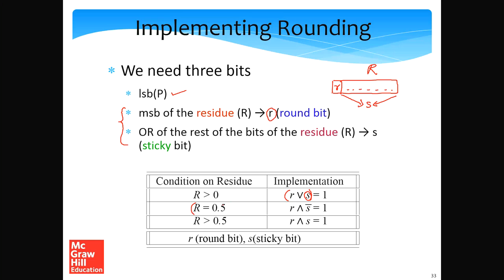Now let's consider one more case, where the residue is equal to 0.5. If the residue is equal to 0.5, it means that the round bit is 1, because it's less than 1, so we have a 0 point before it, which is implicit. What is the representation of 0.5 in binary? It is 0.10000. So the R bit will be equal to 1, but all of the other bits will be equal to 0, so their OR will also be 0. So the condition is that R is 1 and S is 0, which can be inferred as S complement being 1. So the condition is R AND S complement is equal to 1.